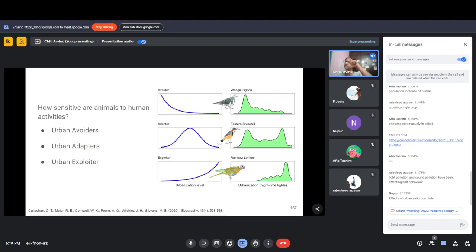That is, higher on the y-axis, higher is the density, and the x-axis actually shows response to nighttime lights, right? So there are certain species like this Wonga pigeon that are completely averse to urban situations, right? And then you have the urban adapters, which basically are birds that are accustomed to urban habitats, but they are not really fully residing there all the time.